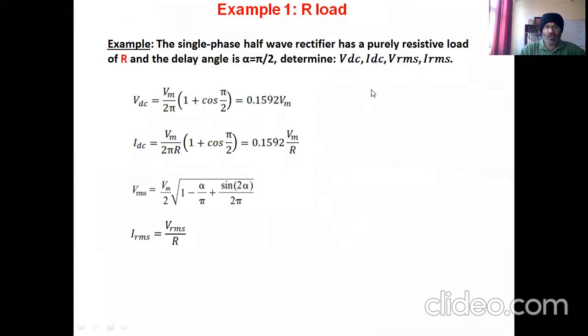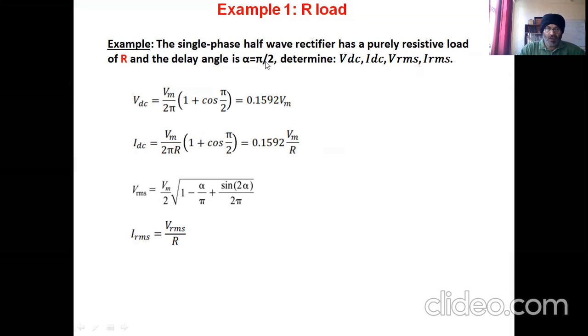This is a solved example I'm showing you, again for the average value. The single phase half wave rectifier has a purely resistive load, we saw that, and the delay angle means a firing angle of 90 degrees, pi by 2. So it is a controlled rectifier because it has a firing angle not equal to 0. If the firing angle is equal to 0, it is an uncontrolled rectifier.